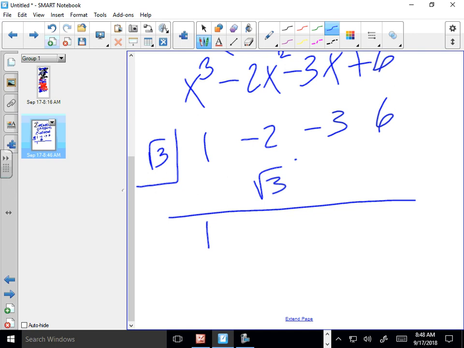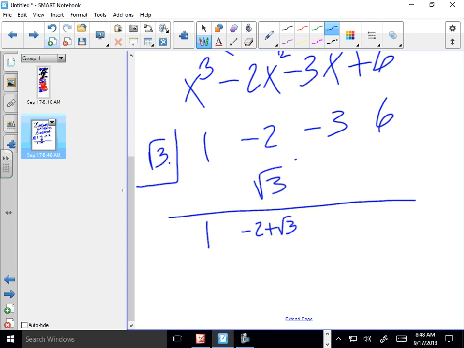Morgan, any thoughts? How do you add those together? I mean, it's synthetic division. I know I'm supposed to be adding these together. What do I get when I add them together? I'm going to get negative 2 plus root 3. And that makes a lot of people not very happy. So then I'm supposed to take this root 3 and multiply it times this.